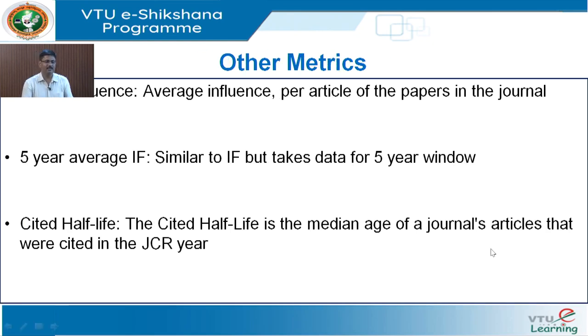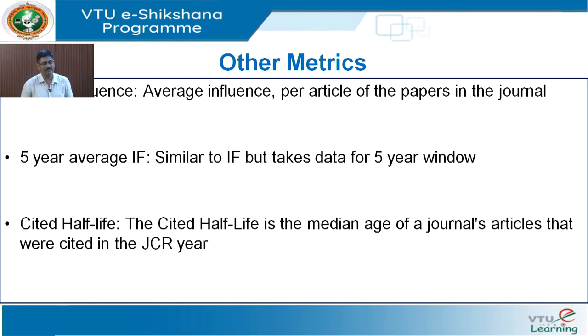Okay. And there is another metric called article influence, which is the average influence per article of the journal. For example, one article may contribute more citations to the journal, while the remaining articles may not contribute to the journal citations. So that impact is calculated using article influence, and the 5-year average impact factor is an impact factor window. There it was 2 years, it will be expanded up to 5 years, so that more statistical data gets included, and it will have a more significant impact factor number.